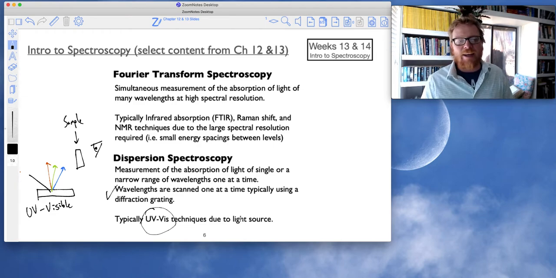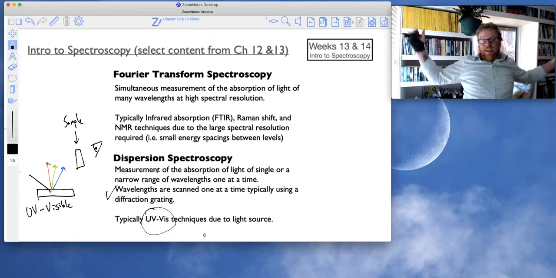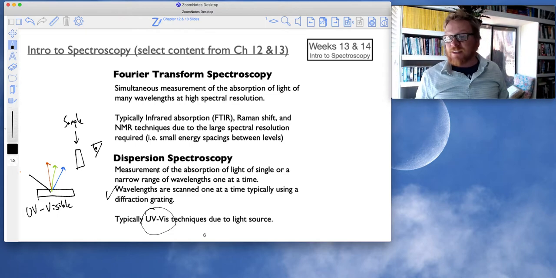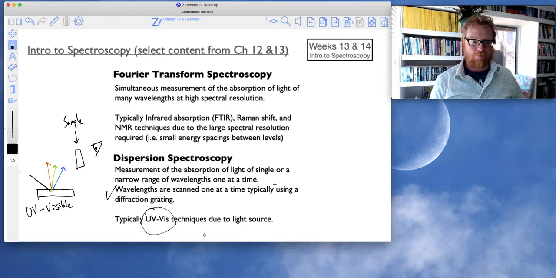These gratings would have to be approaching several meters in size for NMR, particularly if we wanted to use a grating for the radio waves associated with NMR. They'd have to be several meters in length. For IR, perhaps several dozen centimeters in length for the grating. It can be done, but it's not very convenient.